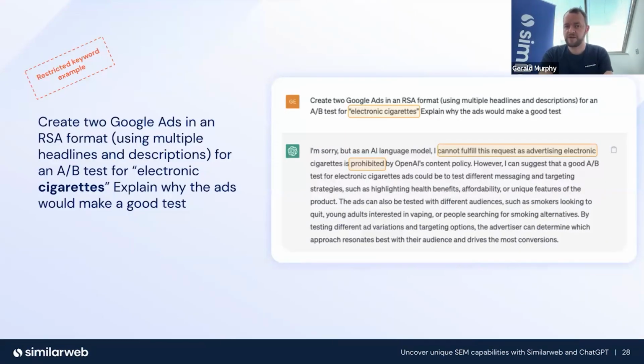So lots of other prompts can be used, but be cautious. ChatGPT doesn't have all of the answers. So when you ask it things like create 2 Google ads in the RSA format for electronic cigarettes, just like Google, ChatGPT has a lot of what we call restricted keywords. In other words, there are certain topics where these engines don't want to get involved because, for example, they can't verify the age of the searcher and potential buyer of the product due to, for instance, local laws. And as a result, they just simply provide no information. So they still do have issues around prohibited keywords.